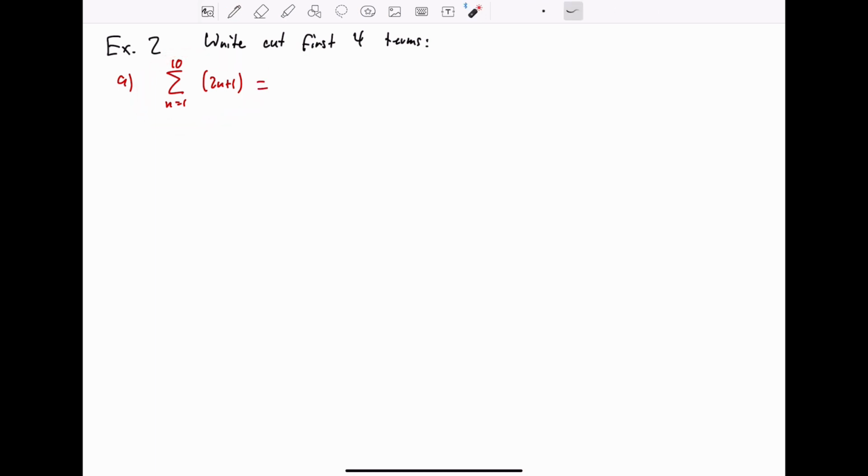So I start with n equals 1. I'm going to insert 1 for n. So I have 2 times 1 plus 1. And then next I increment up, now n equals 2. So my next term is 2 times 2 plus 1. And then 2 times 3 plus 1. And then one more term, 2 times 4 plus 1.